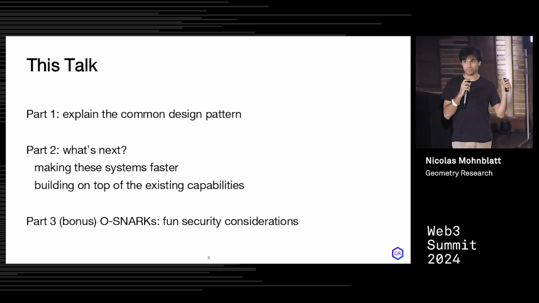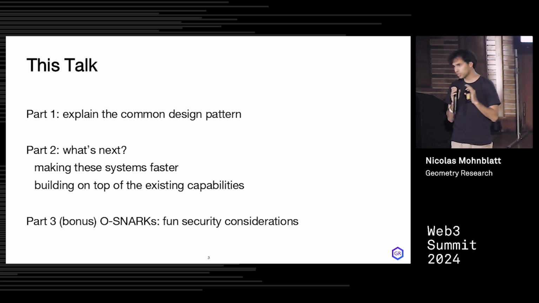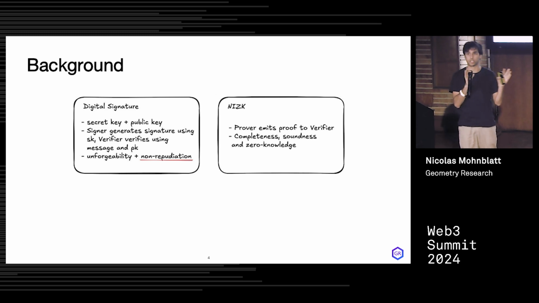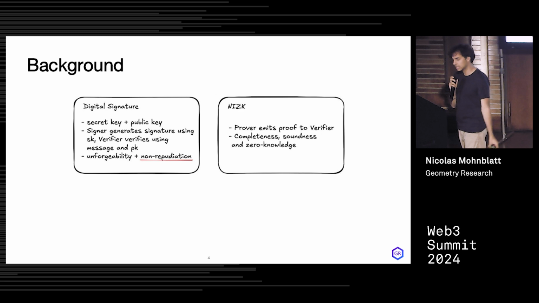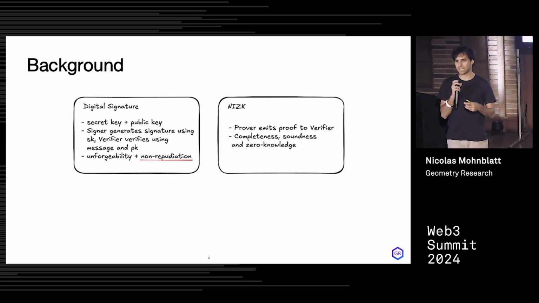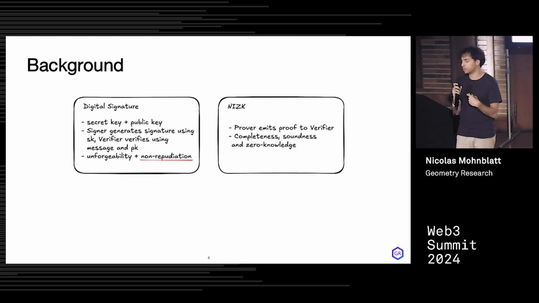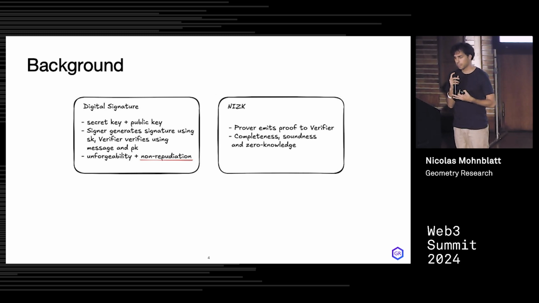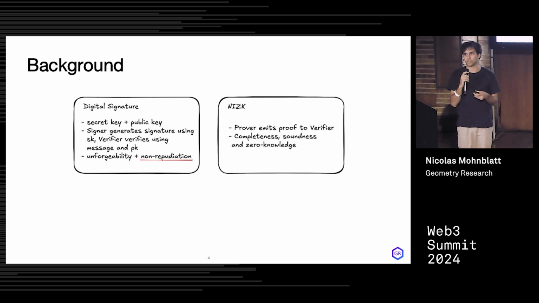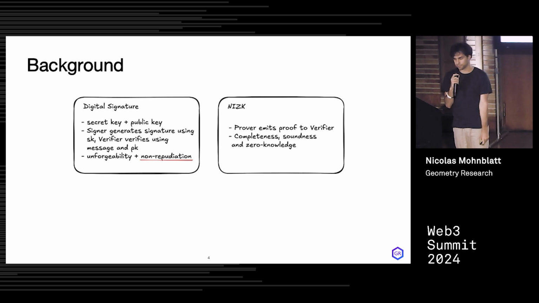Before we start, a bit of technical background. The two main things we're going to be working with are digital signatures and NIZKs, non-interactive zero-knowledge proofs. So a digital signature, you're in a setting where there's a secret key and a public key. The signer has the secret key and is going to generate signatures. And the verifier can verify these signatures given a message and the public key.